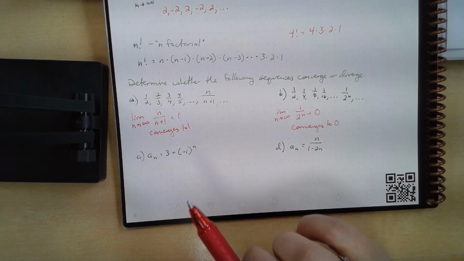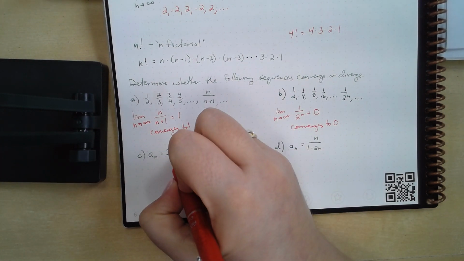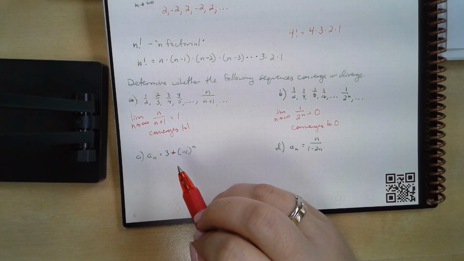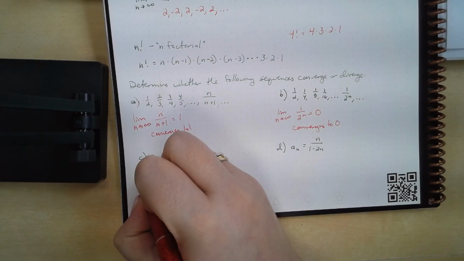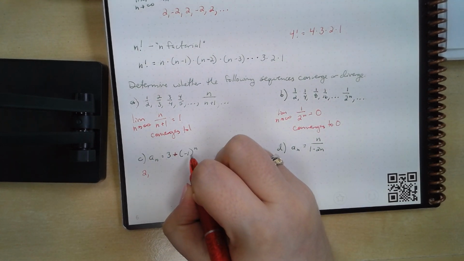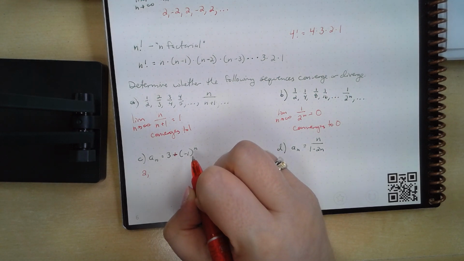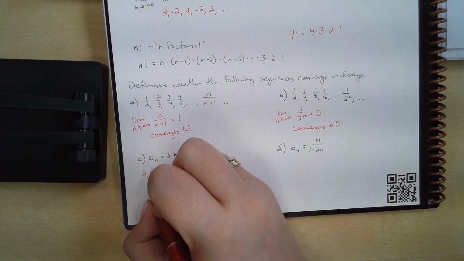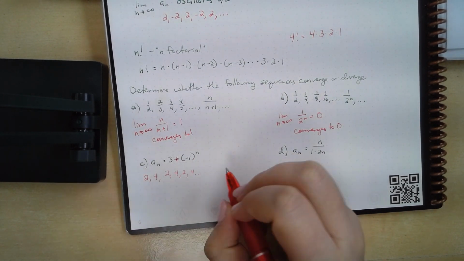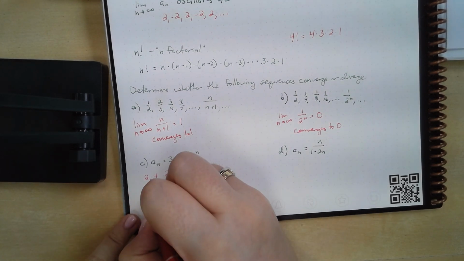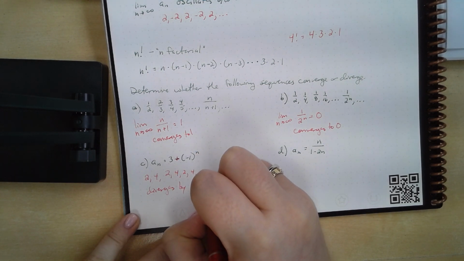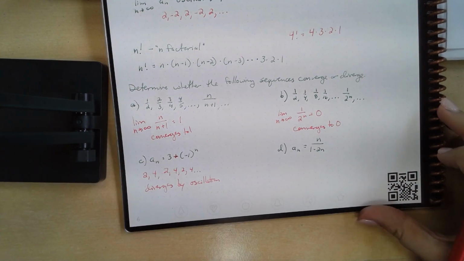Letter C, we have 3 plus, this is a plus sign, negative 1 to the n. Well, this one's a little bit awkward to see, so let's actually do this. 3 plus negative 1 to the first would be 2. 3 plus negative 1 to the second would be 3 plus 1, which would be 4. So this would be 2, 4, 2, 4, on and on and on. What's going to happen here? This is oscillating. So this diverges by oscillation.